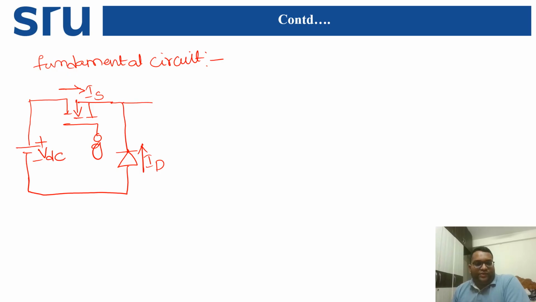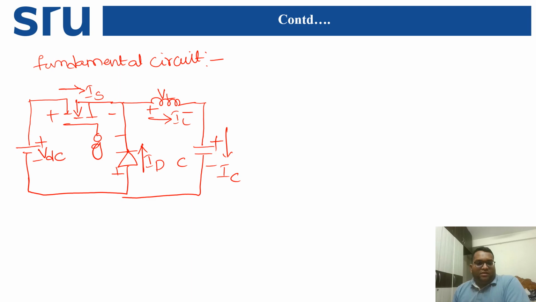Next we take an inductor, with inductor voltage VL and inductor current IL, each with plus minus polarity. After that there will be a capacitor, with plus minus polarity, and the current flowing through it is IC. Next we take a resistor, called R naught, and the current flowing through it is I naught. So this is the fundamental circuit.